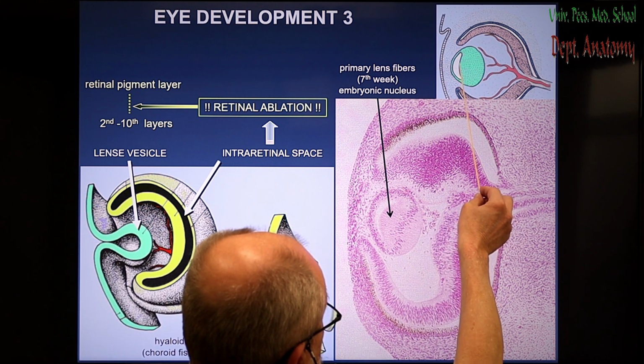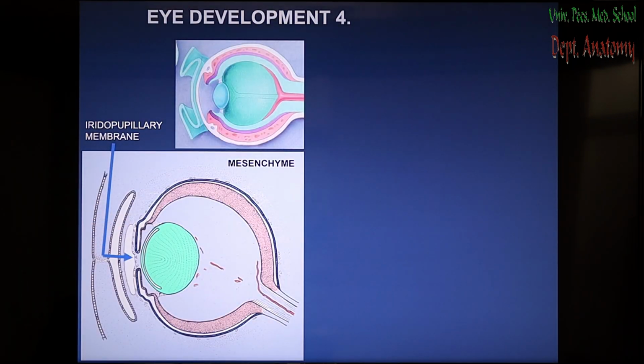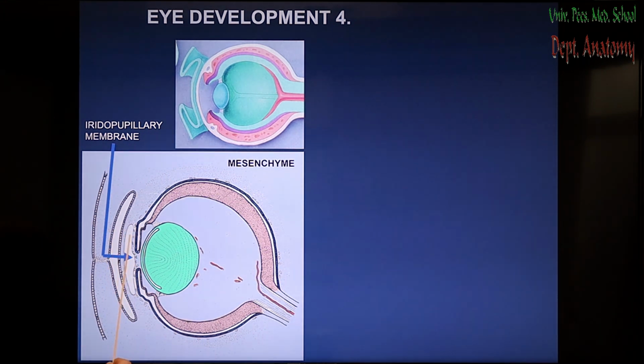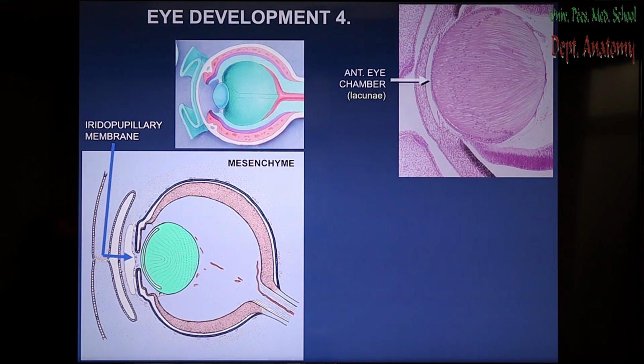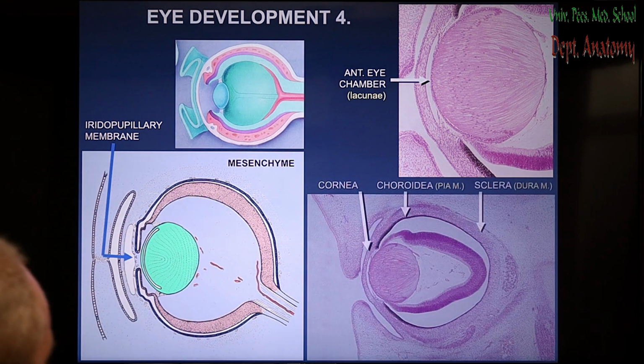Here the same thing you can see with the vitreous body starting to develop after the lens. At the initial portion, the lens is separated from the anterior eye chamber by a continuous layer of loose connective tissue, but of course this one has got neural crest origin, and this is called the iridopupillary membrane. Finally, the iridopupillary membrane should disappear, and the connection between the anterior eye chamber and the lens becomes complete.